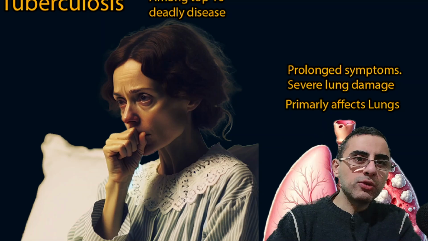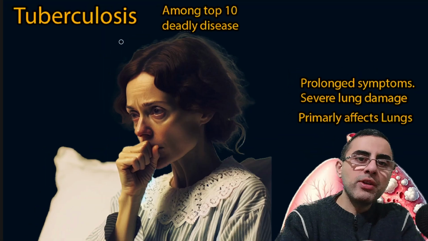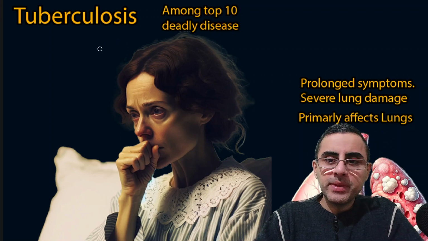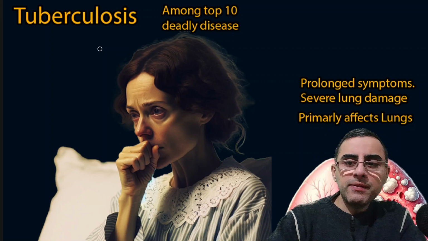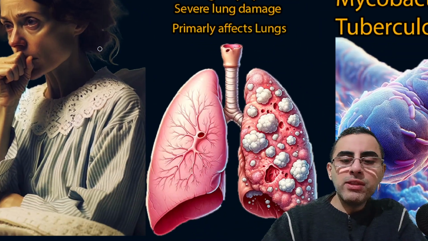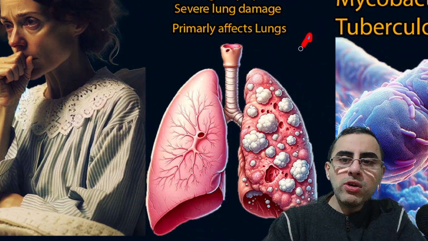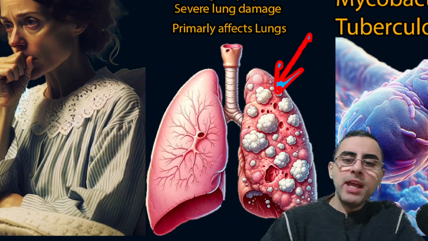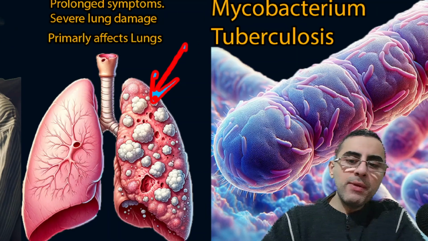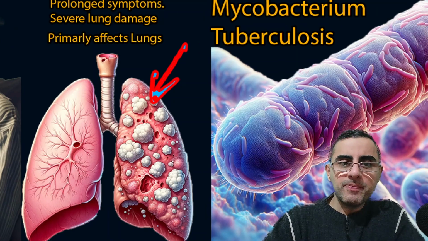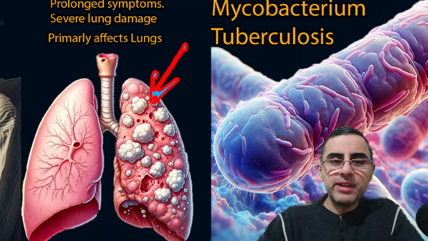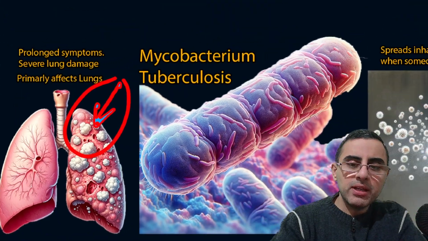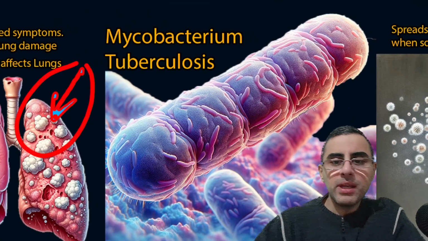We will talk about tuberculosis. Tuberculosis is one of the deadliest diseases ever. It is a bacterial infection. It is well known for its long-lasting and prolonged symptoms, and it causes severe damage of lungs. Primarily it affects the lungs, but it is possible to affect other parts of the body, for example the kidneys.